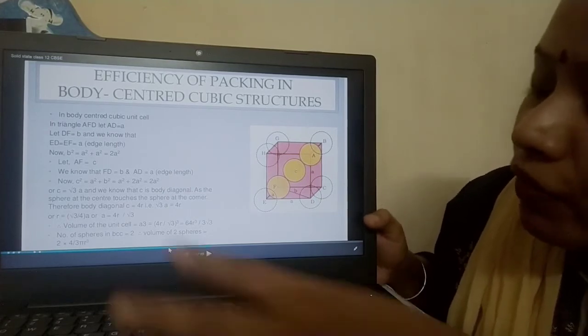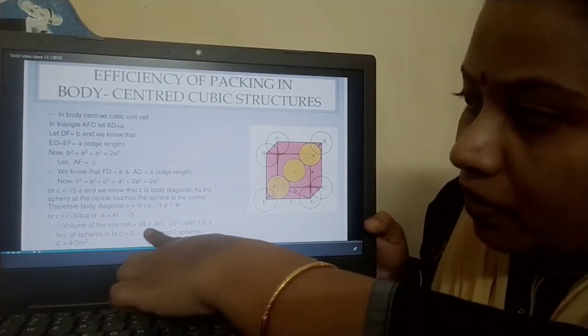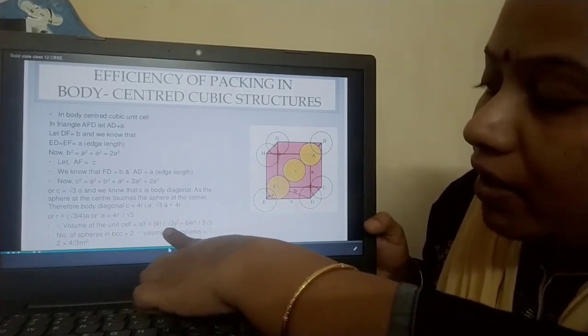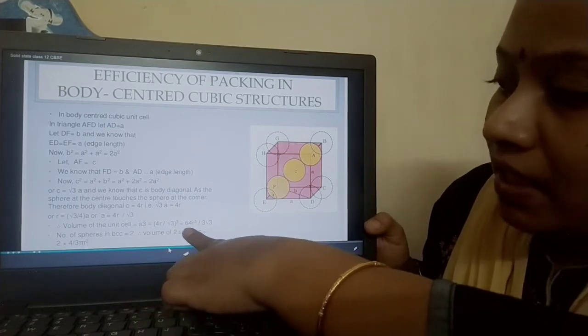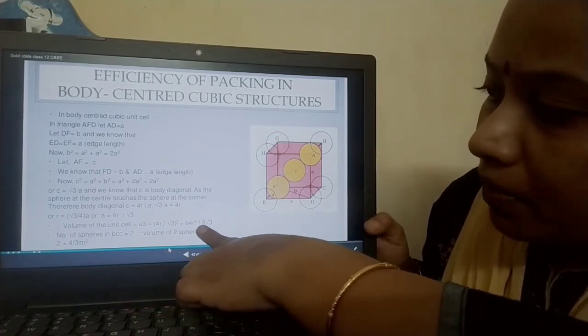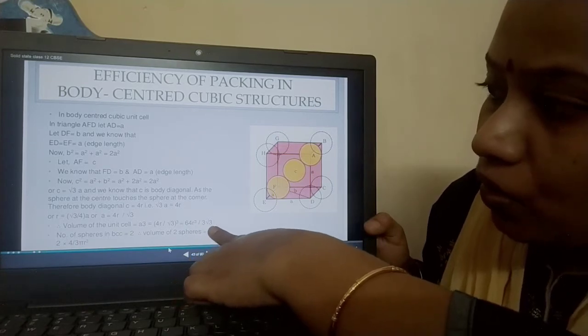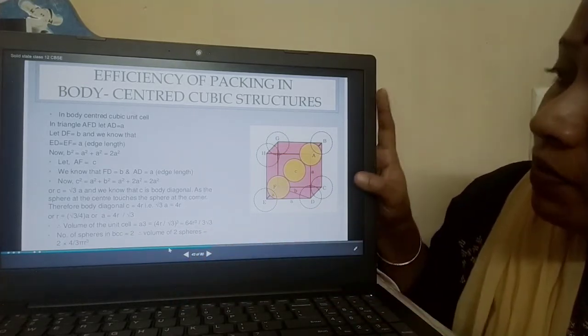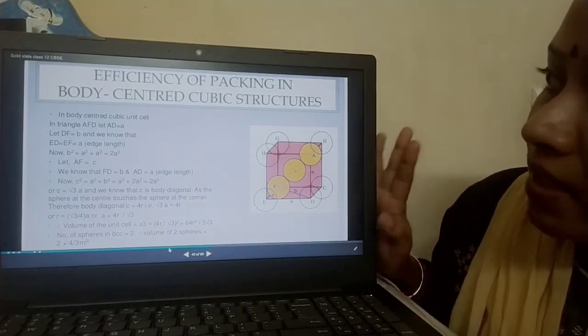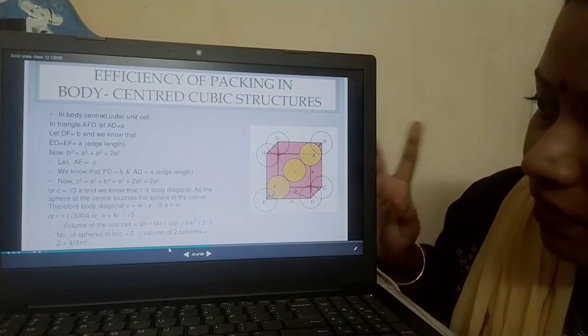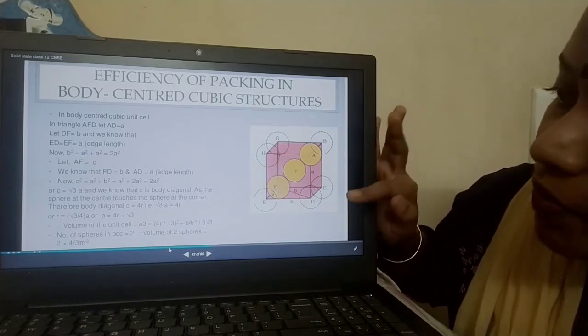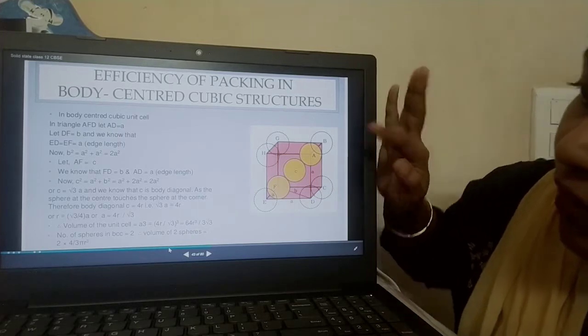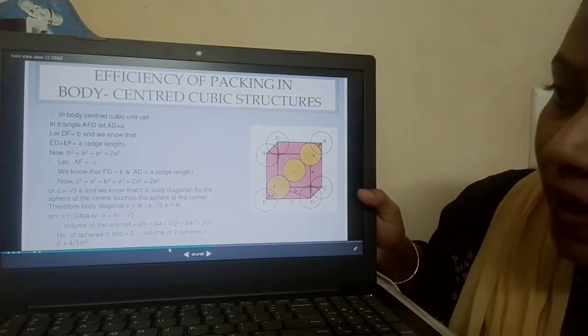So volume of unit cell is a cube, which is nothing but (4r divided by root 3) cube, which is nothing but 64 r cube divided by 3 root 3. So the number of spheres present in a body centered cubic structure will be 2. So volume of spheres is nothing but 2 into 4 by 3 pi r cube.